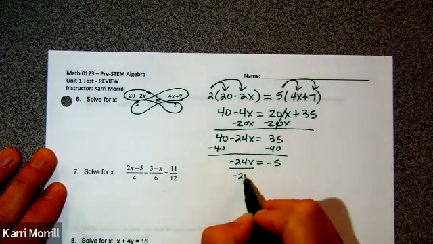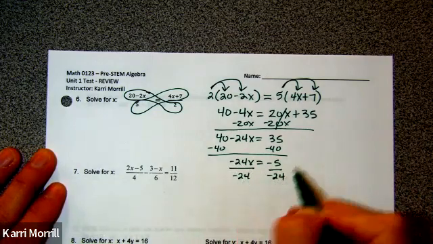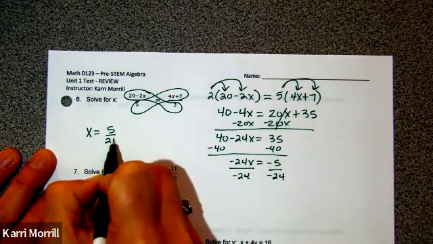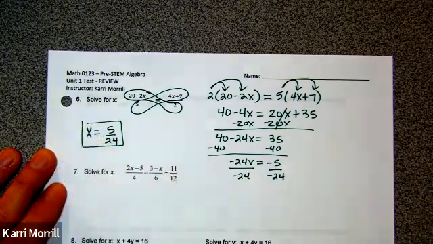We divide by negative 24. Can't really reduce that. Remember, leave your answers as fractions. We can fix the negatives though.